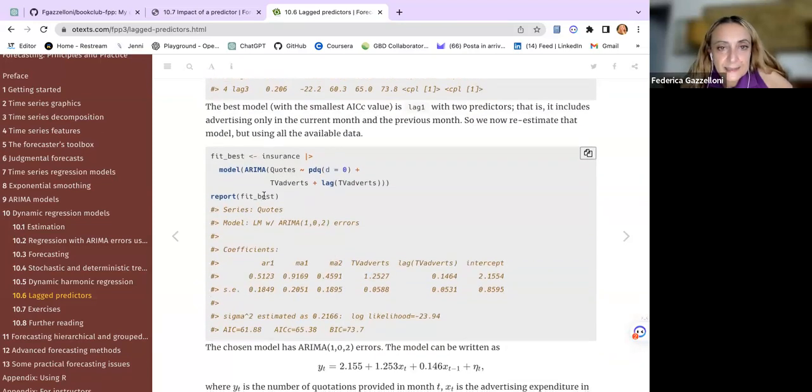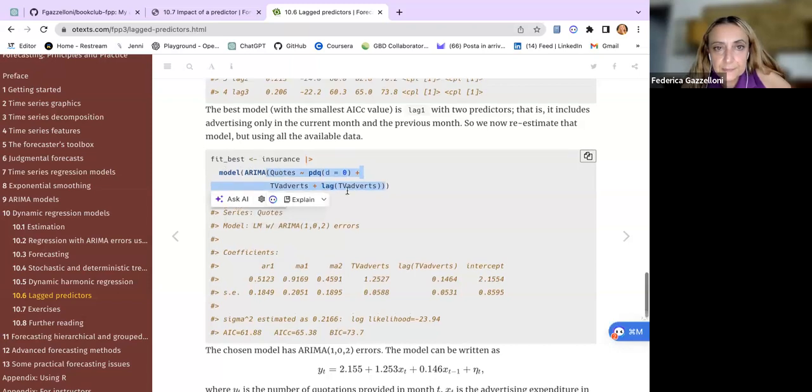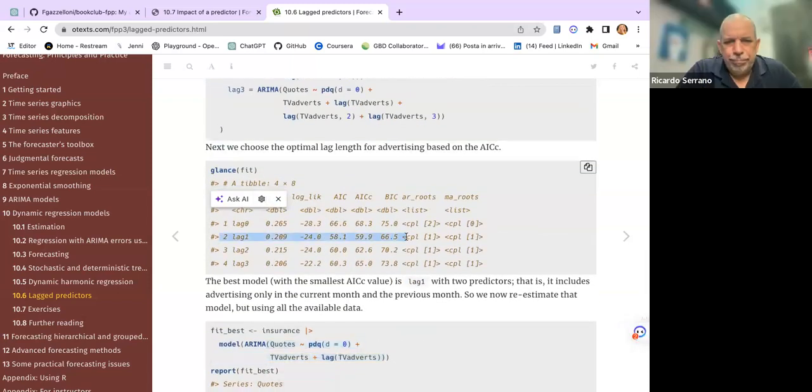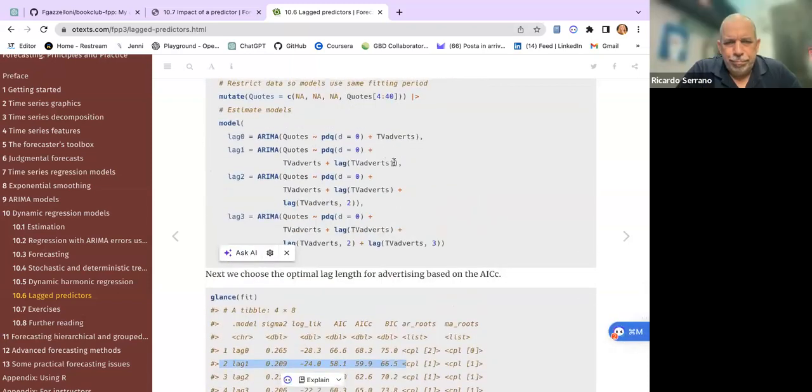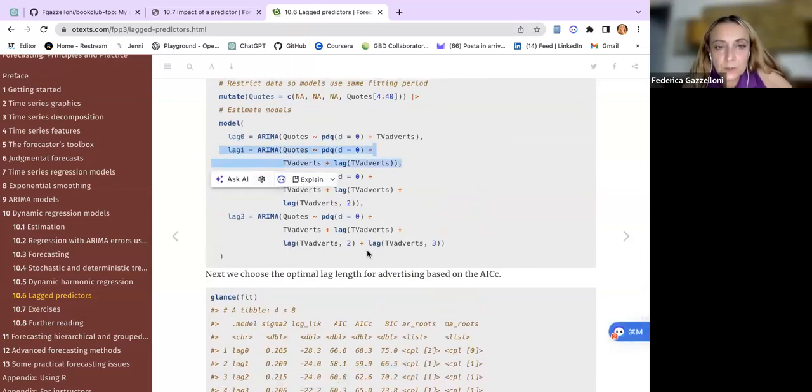And so the best fit. We look at the best fit, which is lag one. We have seen one here, which is this one here. So we use this.